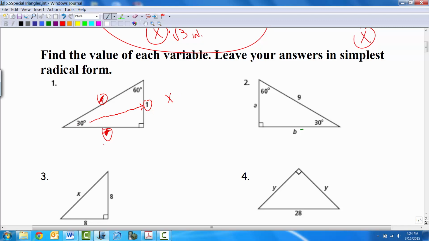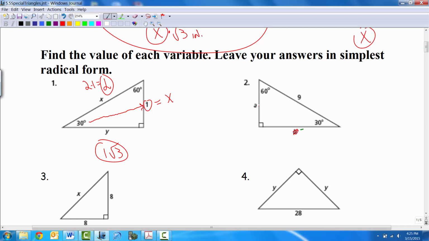Side opposite 30 is x. Side opposite 60 is x root 3. Side opposite 90 is 2x, because these are all 30-60-90 relationships. Well, x equals 1, so the side opposite the 60 is 1 root 3. Side opposite the 90 is like the one I said up there, 2 times 1. So if this was labeled in inches, those are the answers for the missing lengths, which in this case they just use these two letters to explain them.